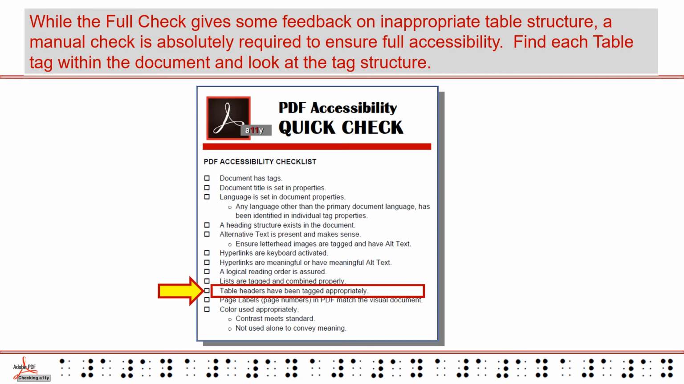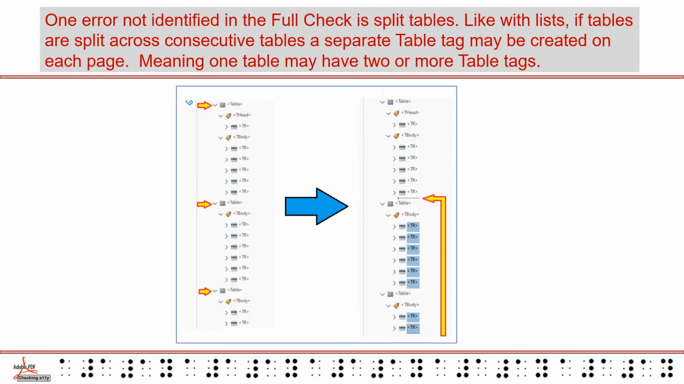While the full check gives some feedback on inappropriate table structure, a manual check is absolutely required to ensure full accessibility. Find each table tag within the document and look at the tag structure. One error not identified in the full check is split tables. Like with lists, if tables are split across consecutive tables, a separate table tag may be created on each page, meaning one table may have two or more table tags.